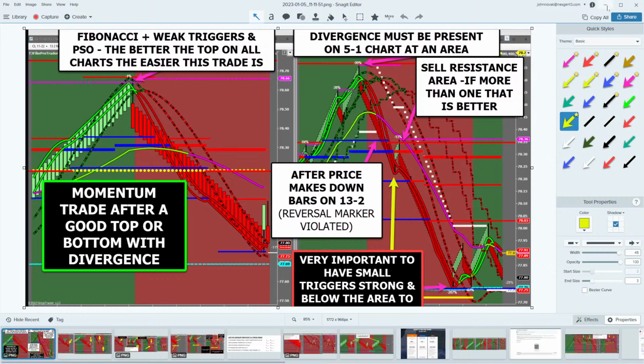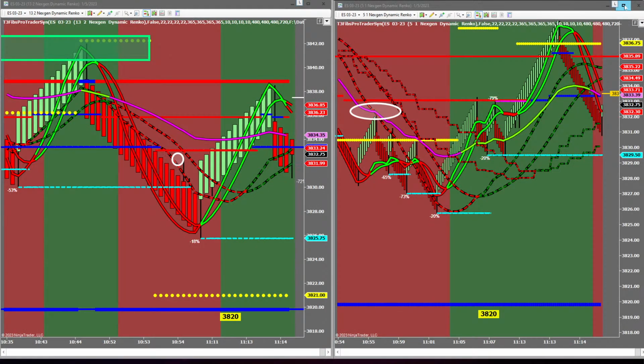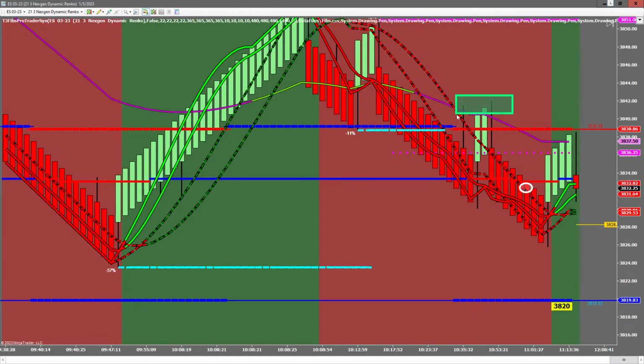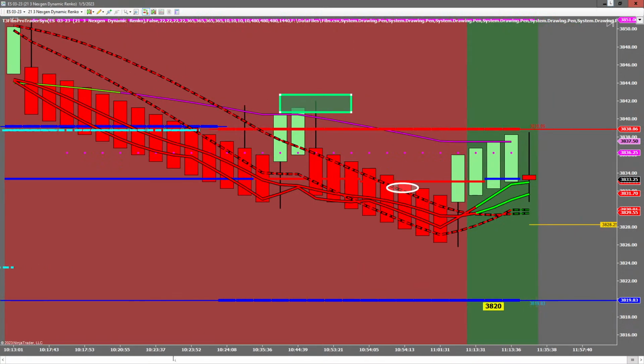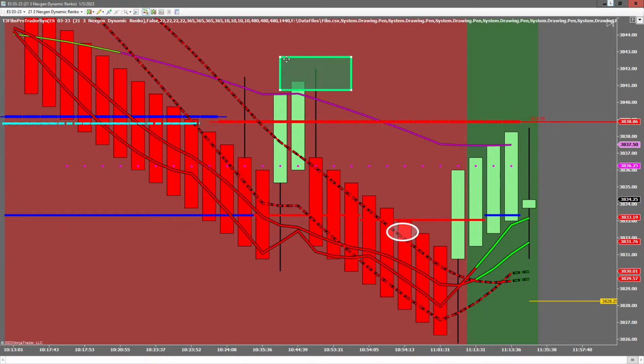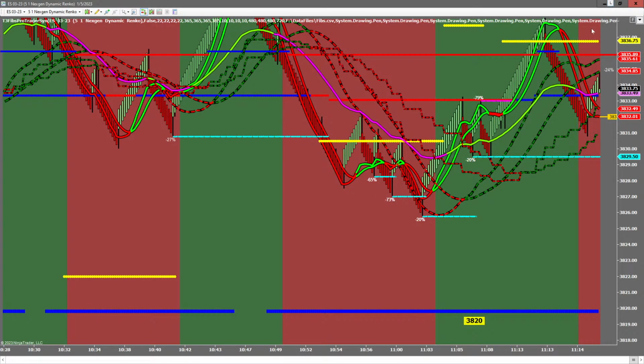But what Janesh did, and again, let me show you what he did. Remember we had talked about first, and I want to draw this box. Remember we talked about this being a really good spot on the 13.2 and the 21.3. Super prerequisite for that trade. It has to be, I know it's going down for sure, just about, right? So the momentum trade happens after a good top like that on the 5-1 chart.